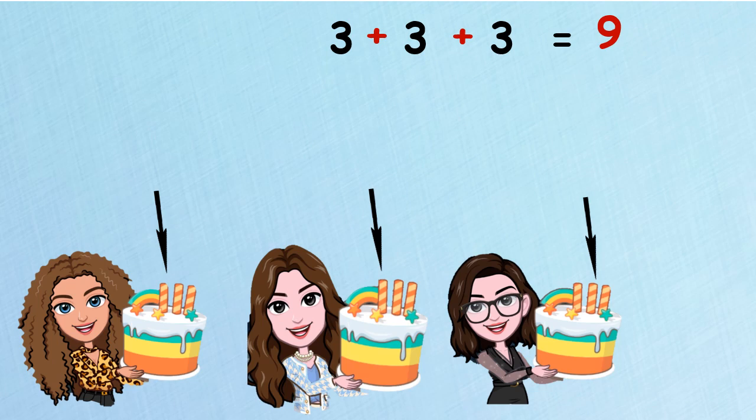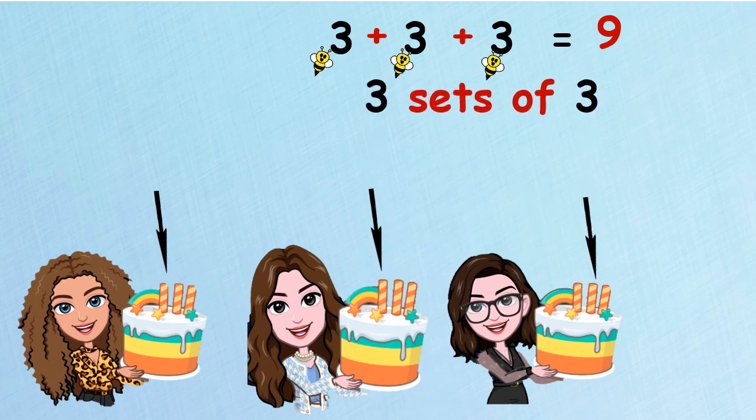So how many sets of 3 do we have? We have 1 set of 3, 2 sets of 3s, 3 sets of 3s, 3 sets of 3. And we replace sets of with the multiplication sign. So 3 sets of 3 is also equal to 3 multiplied by 3, or 3 times 3.